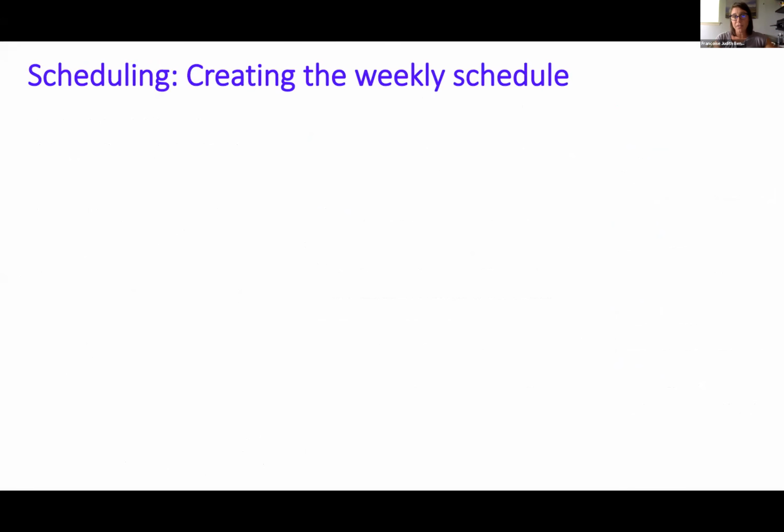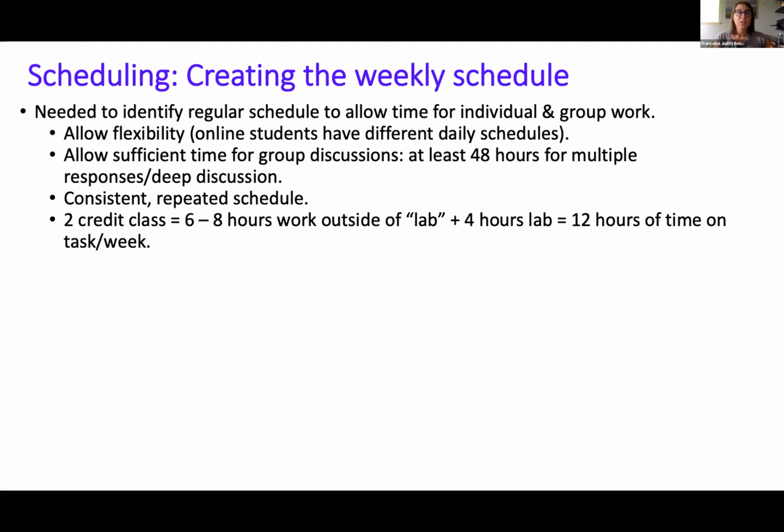So ultimately, all of this brings us to how we built this individual and group discussion into a weekly schedule for the semester. We needed to identify what that regular schedule was going to look like, and this took a lot of discussion. We needed to allow for flexibility, as we know that online students take these courses because their schedules don't always fit into a main campus schedule. They might need to work more on the weekend versus the weekday, or the weekday versus the weekend. They may need to work at night or during the day, based on their individual needs.